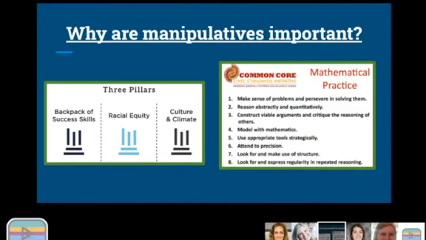We know the standards of mathematical practice and the backpack skills are equally important as content standards. And you'll hear how each of these ladies provide accelerated, meaningful learning experiences, integrating the content with these high-yield instructional strategies.